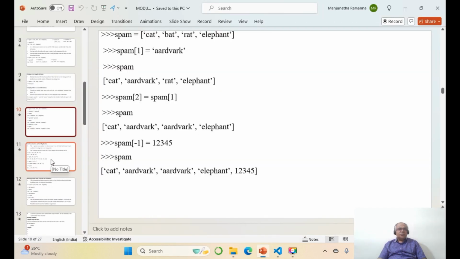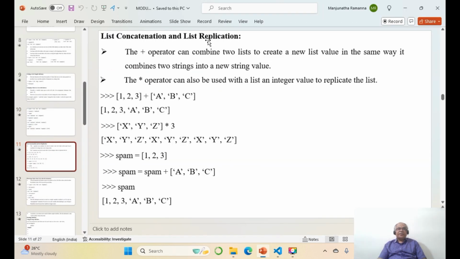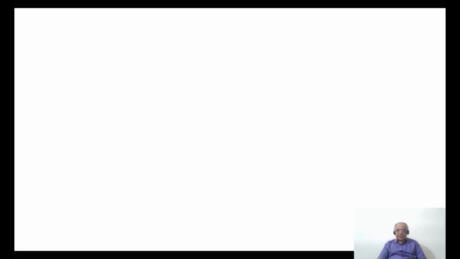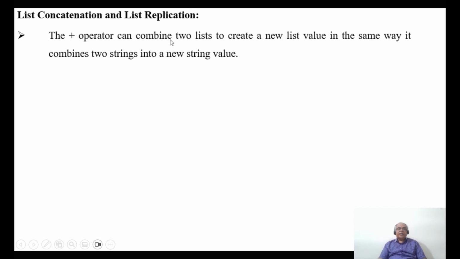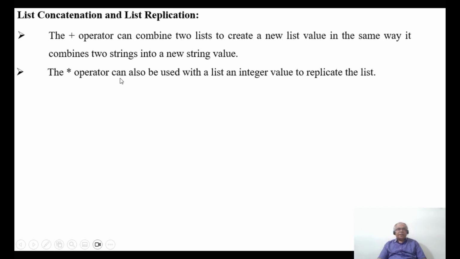The next thing we need to do is list concatenation and list replication. What is concatenation? Concatenation is nothing but adding. Here the plus operator can combine two lists to create a new list value, in the same way it combines two strings into a new string value. And the star operator, that is the replication, can also be used with a list and an integer value to replicate the list. For example, 1, comma, 2, comma, 3 is one list, plus I want to add A, B, C.